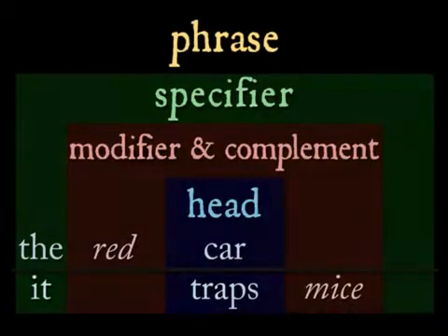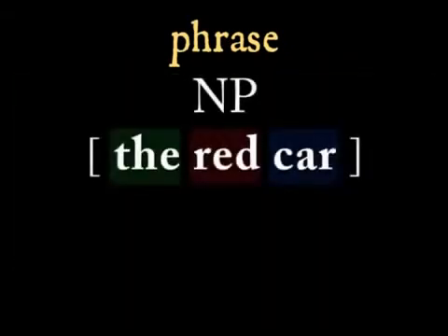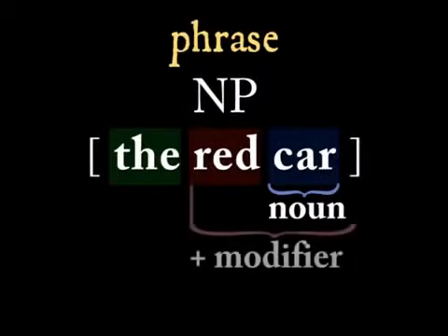Let me give you an example. In the red car, the word car is clearly the noun in the noun phrase, so it's the head word of that noun phrase. Red, which occurs right next to the noun, modifies the noun, it's an adjective. And the word the specifies the noun.